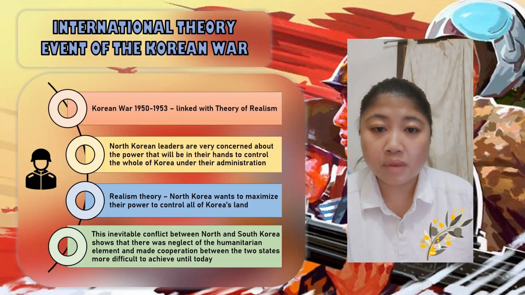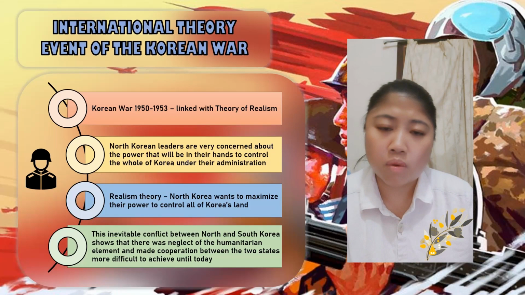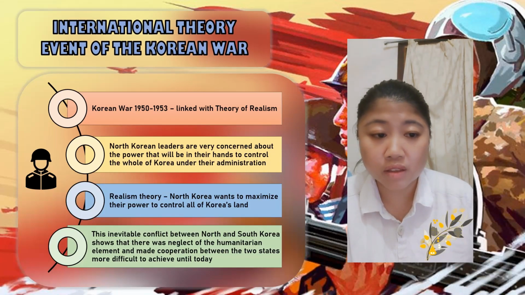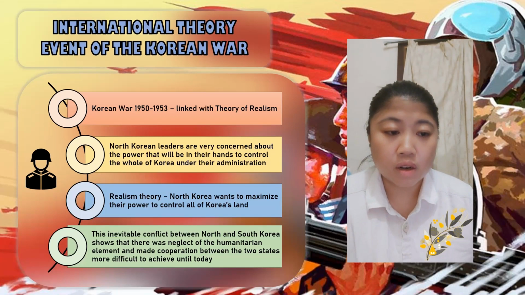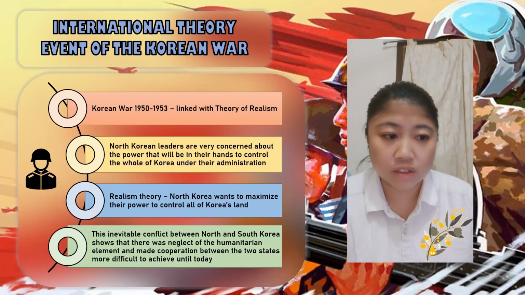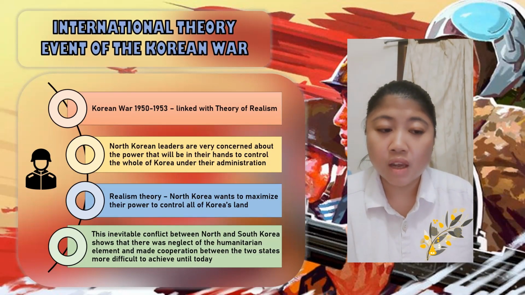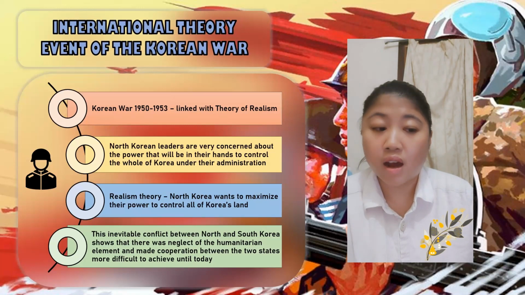Under the leadership of Kim Il-sung, North Korea was assisted by the Soviet Union and China, while South Korea, under the leadership of Syngman Rhee, was assisted by the United States and the United Nations, with a combination of 16 countries. Why can the Korean War be linked to the theory of realism? This is because North Korean leaders are very concerned about the power that will be in their hands to control the whole of Korea under their administration.